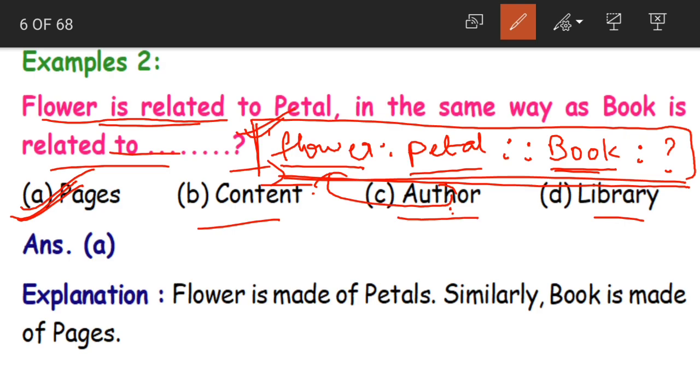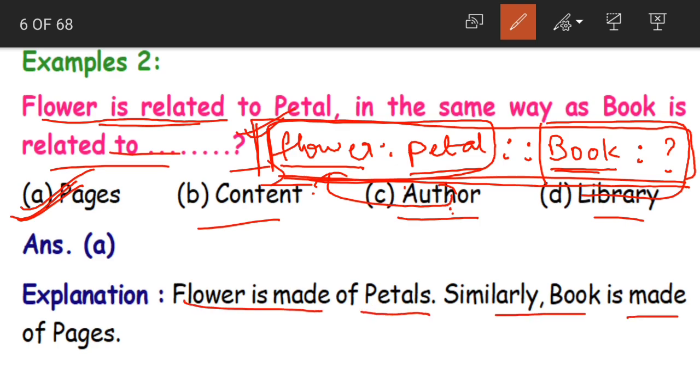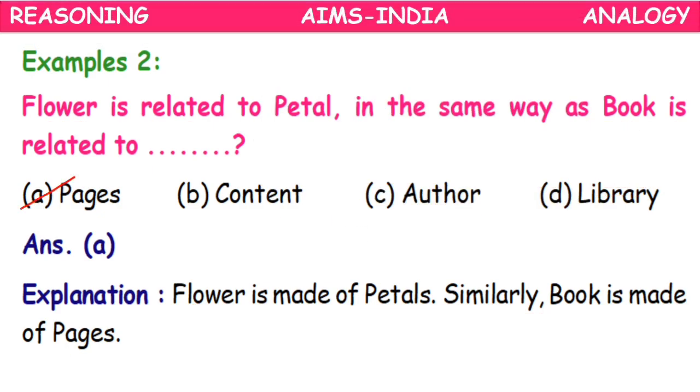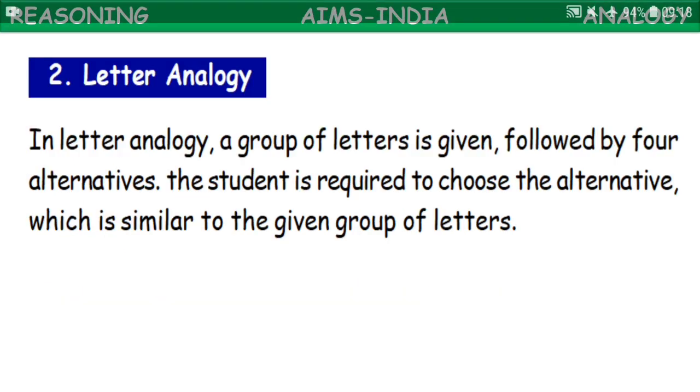Yes, children, if you understand the relationship between the first pair, you will be able to apply the same to the second pair. Flower is made of petals. Similarly, book is made of pages. So option A, pages, becomes our correct answer.